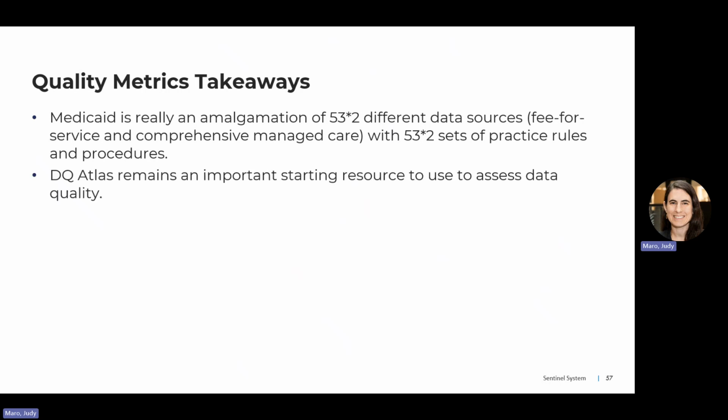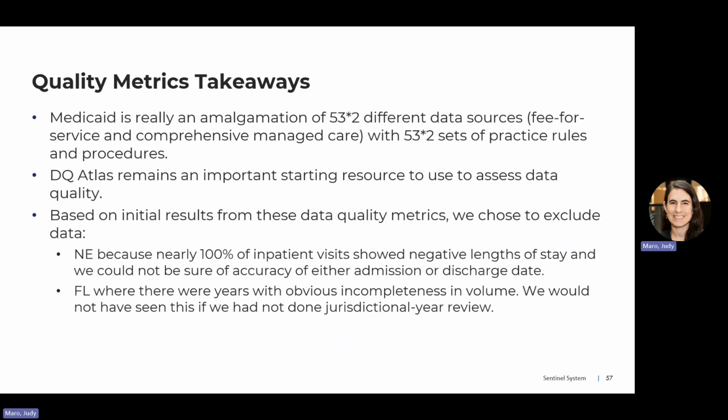The Data Quality Atlas remains an incredibly important starting resource to use to assess data quality. While we have chosen particular variables and fields that are important for the FDA Sentinel system, as well as PCOR research and maternal health, we would invite researchers to use this resource to explore variables that might be important to their work, and to think about whether there are jurisdictions that have data that are deemed unusable and whether or not those should be excluded from particular studies.